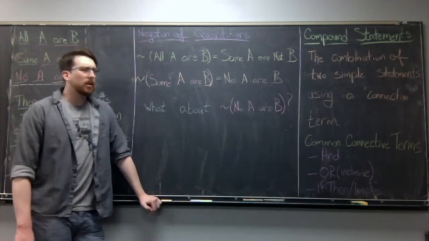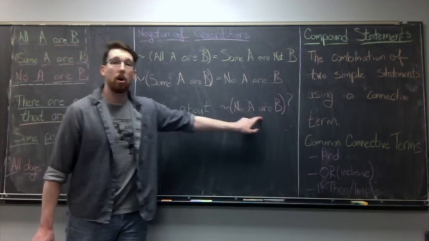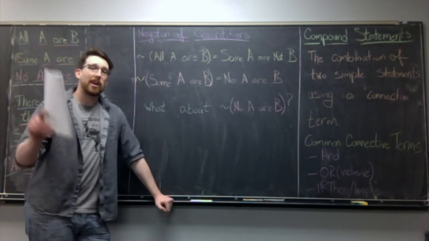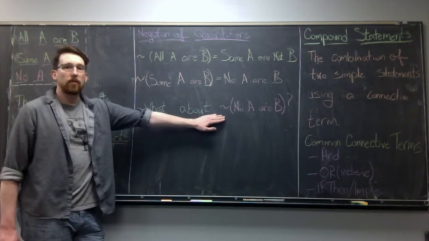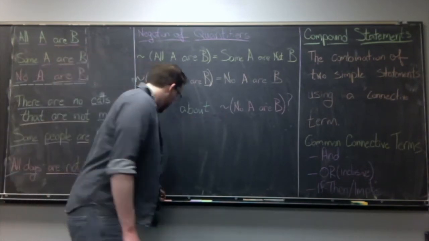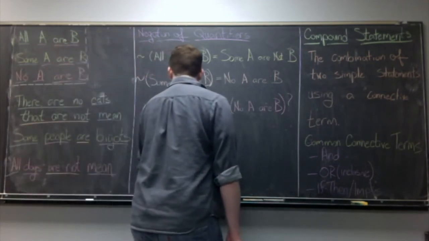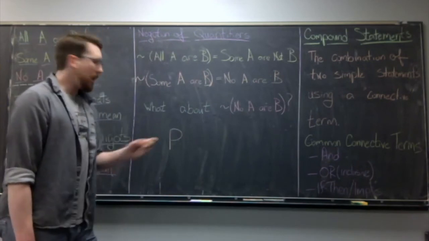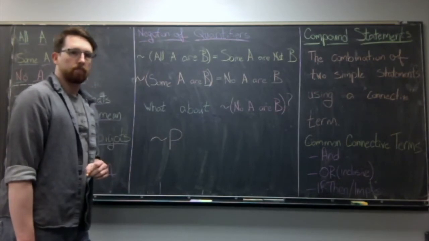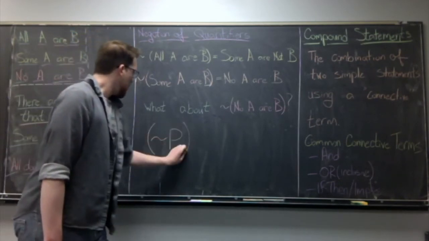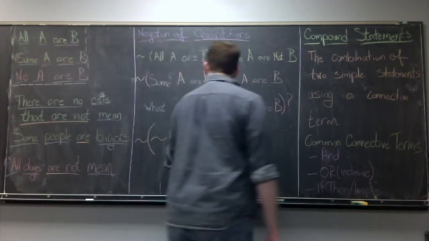You might be asking yourself now, well, hey, you left off the negation of no A are B. You're absolutely right, and I'm glad you asked. To answer why I left this off, I want to first talk about this idea of the double negation. If I have a statement, P, and I negate it, and then I negate it again, this is going to be equal to P.